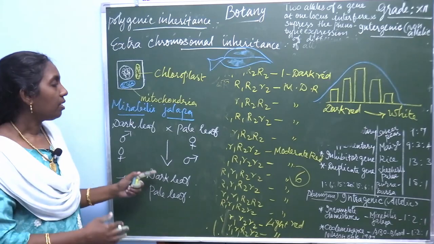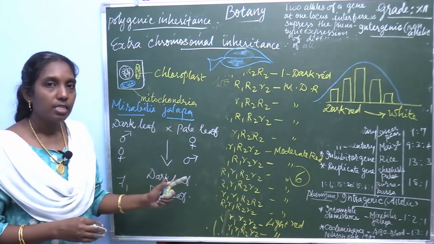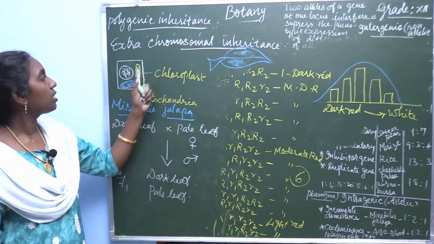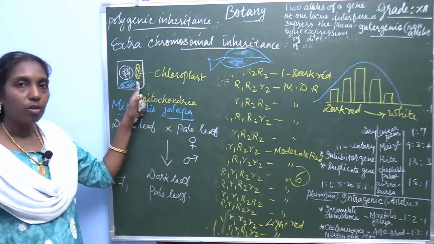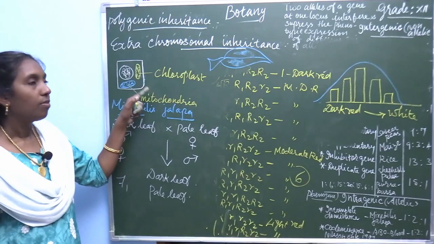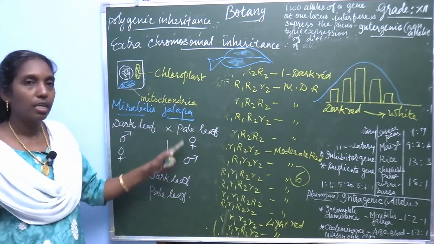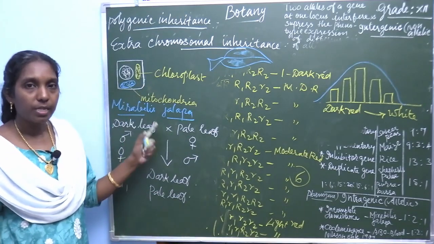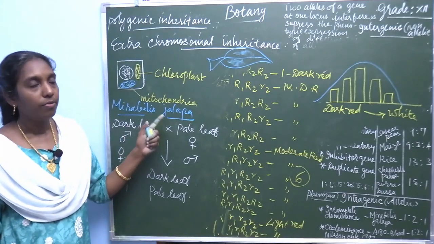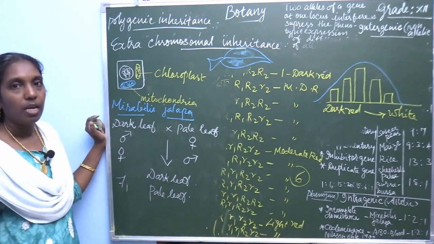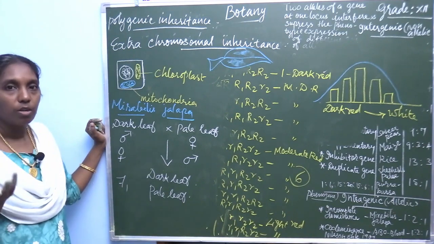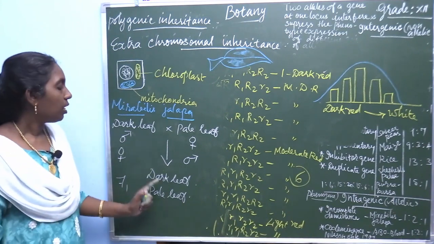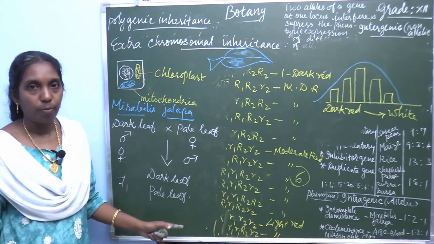So, what is the reason? Because this is chloroplast inheritance. The gene present in the chloroplast of the female expresses in the F1 generation from the female. So, it is present in the chloroplast of the ovum. The male gamete contributes the nucleus, not the cytoplasm. So, it expresses in the cytoplasm.